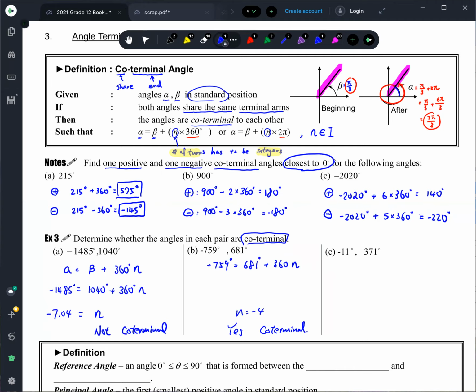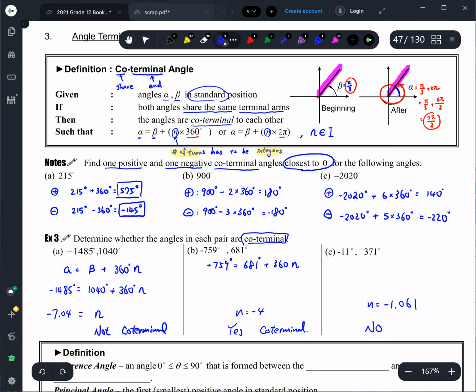All right, Nick, what do you have? It's not coterminal because -382 divided by 360 gets you -1.061. So it's a little bit more than 1 turn. Right, okay, so not coterminal.